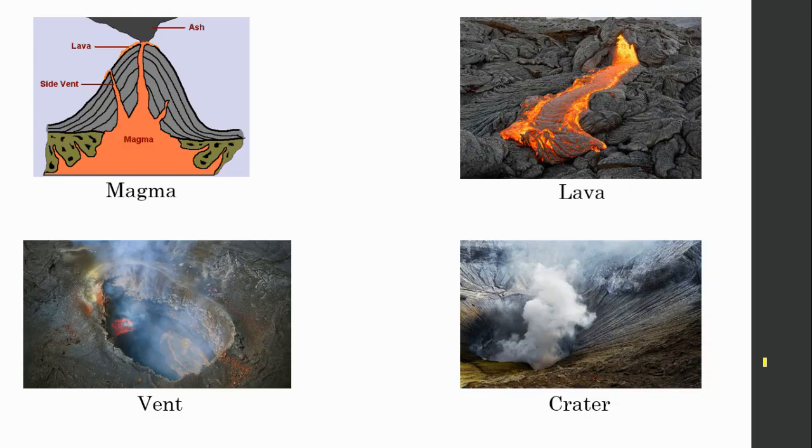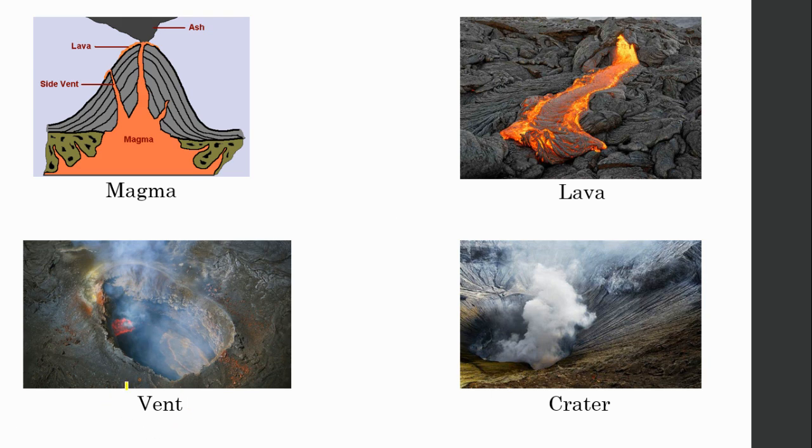So we've got 4 keywords for today, which are going to crop up quite a lot. Our first keyword is magma. Magma. So magma is molten rock which is under the ground. And our second keyword is lava. Lava. So lava is molten rock which is above the surface of the earth. So yes, they're very similar, but if it's under the ground, it's magma. If it's above the ground, it is lava.